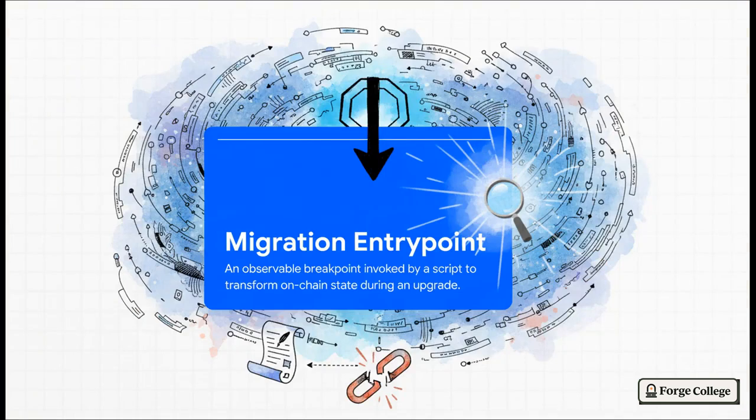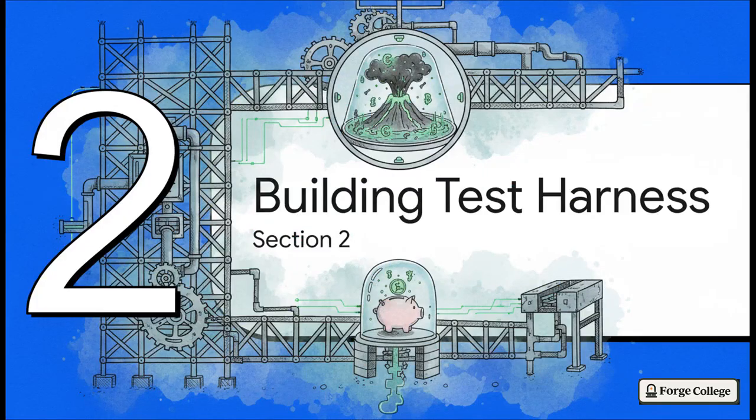To manage all this chaos, we use what's called a migration entry point. The crucial thing to understand here is that this entry point acts as an observable breakpoint. It's invoked by a script to safely transform your on-chain state during an upgrade. And for our disaster drill today, this entry point is our main target. It's exactly where we're going to introduce our controlled failure. Moving on to part 2, building the test harness.